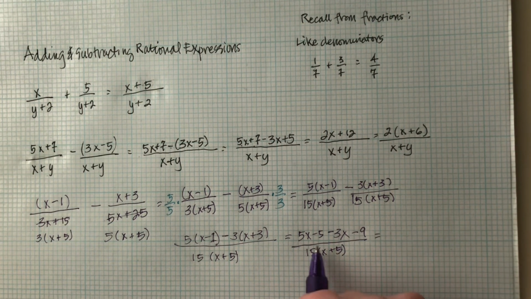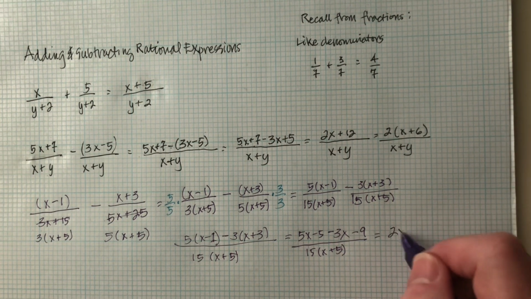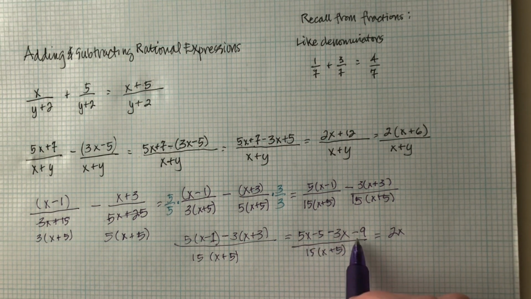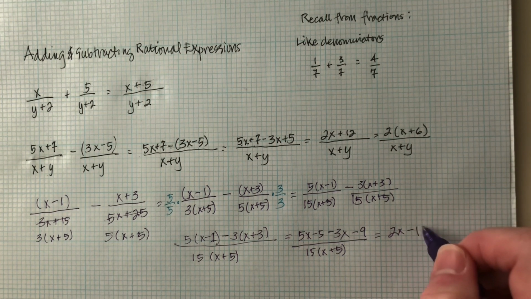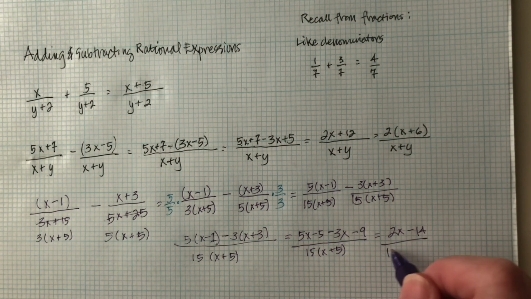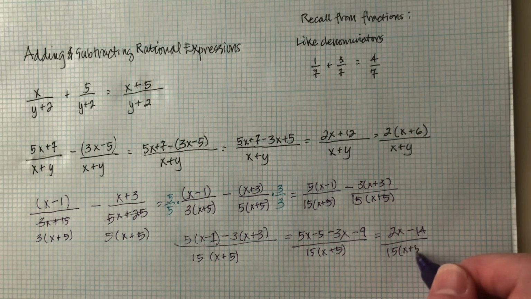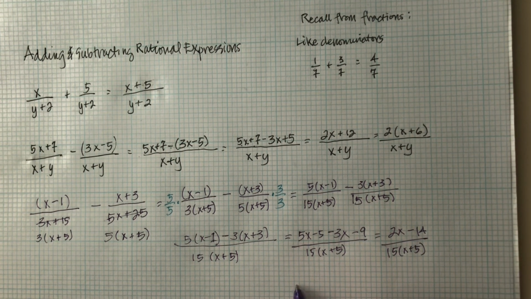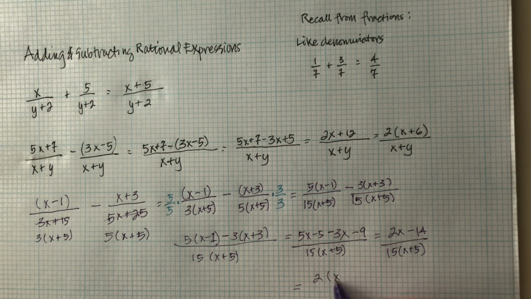Now I combine like terms. 5x minus 3x gives me 2x. Negative 5 and negative 9 give me negative 14 over 15 times quantity x plus 5. So for my final step, I like to see if there's any additional factoring, and I know I can factor a 2 out of this numerator, so that's going to be 2 times the quantity x minus 7 over 15 times x plus 5, and I can see that I don't have any canceling I need to do, so this is my final answer.